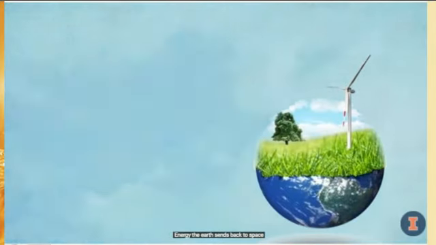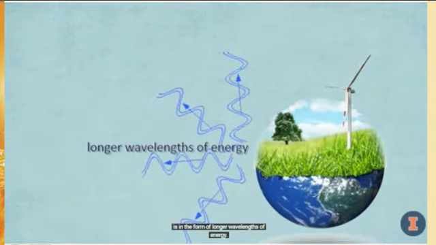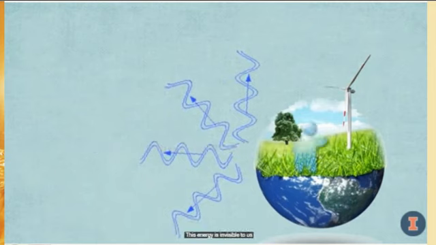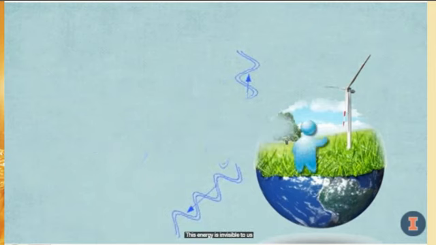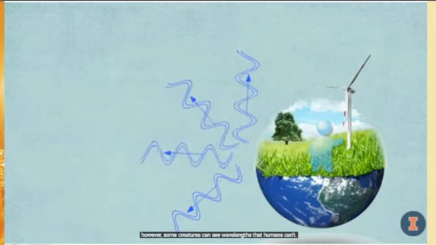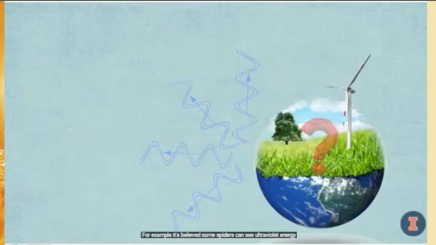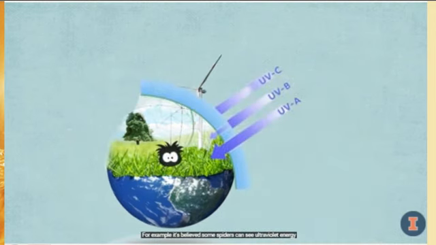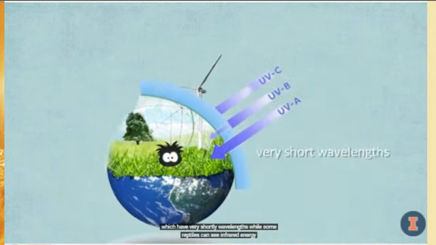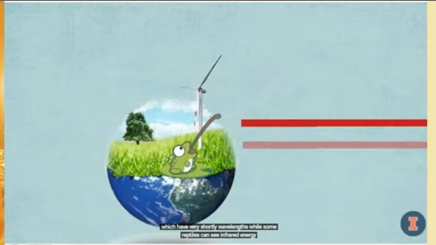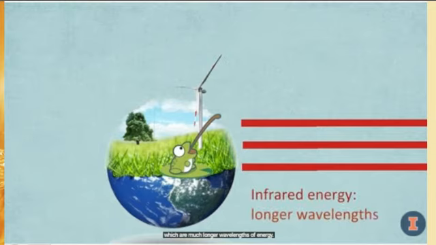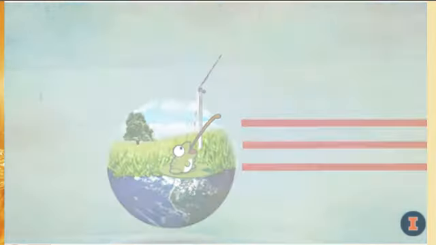Energy the Earth sends back to space is in the form of longer wavelengths of energy. This energy is invisible to us because it's out of the visible spectrum. However, some creatures can see wavelengths that humans can't. For example, it's believed some spiders can see ultraviolet energy, which has very short wavelengths, while some reptiles can see infrared energy, which has much longer wavelengths of energy.